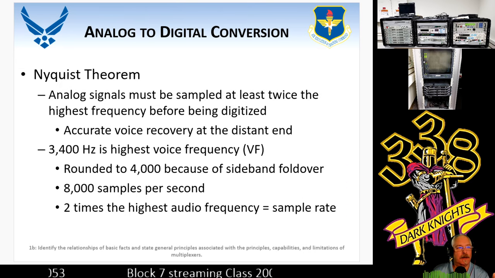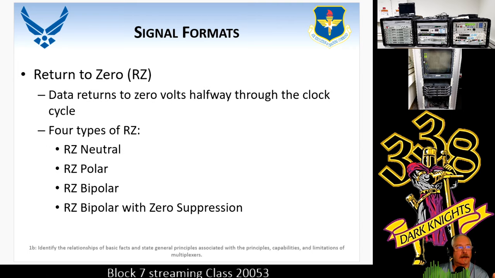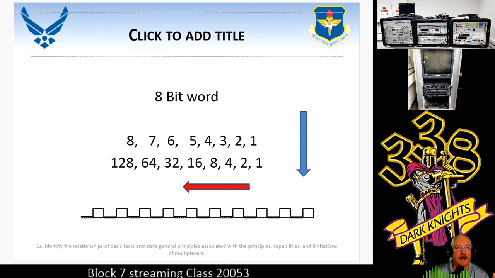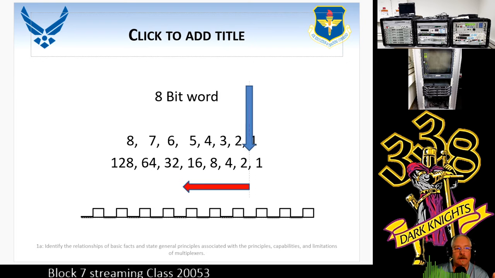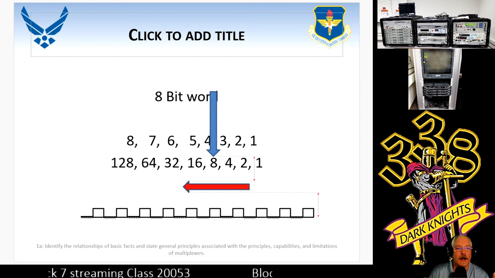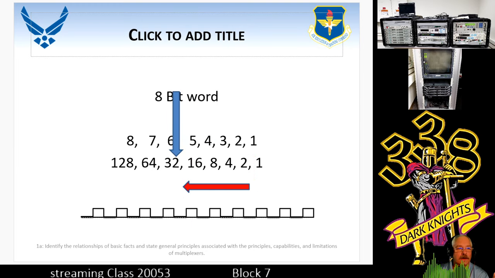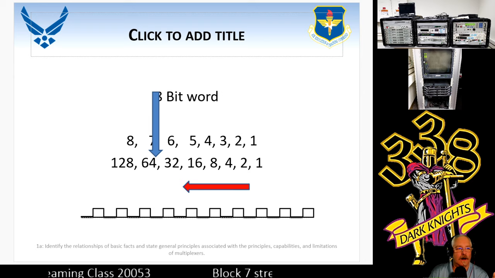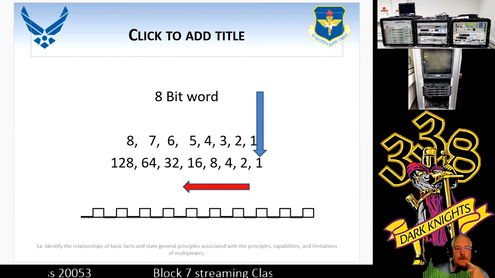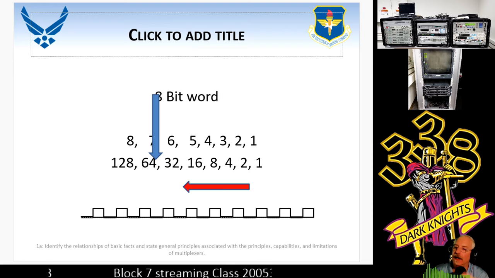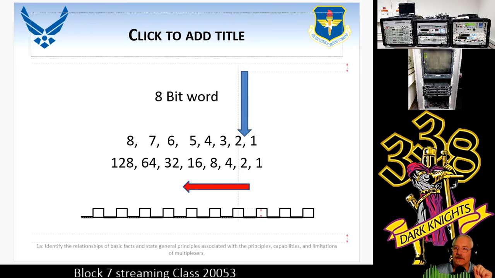Well, let's go back up here and go back to the numbers that we looked at. Remember the 8-bit word? You have 1, 2, 4, 8, 16, 32, 64, wait a minute, 128. If you were to add 1 through 64, you will get 127. Start to see where this is starting to play out.